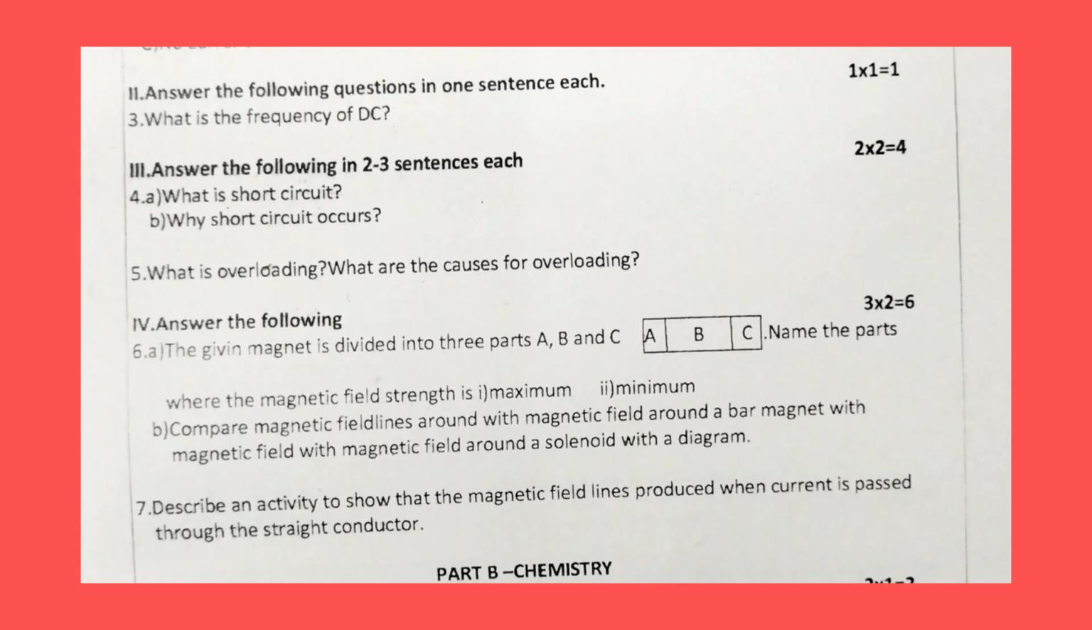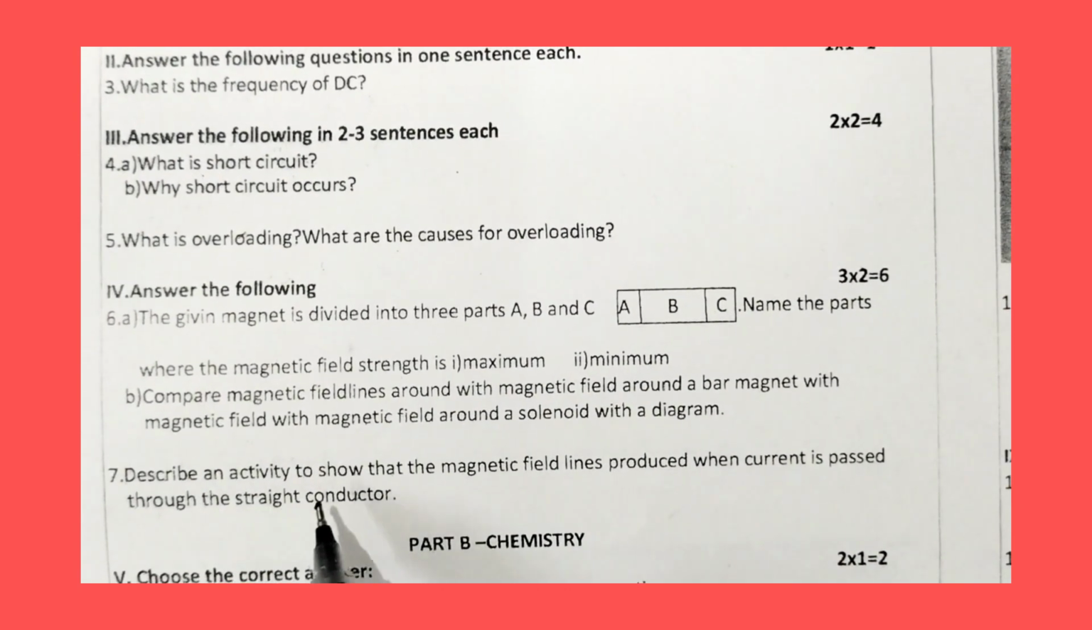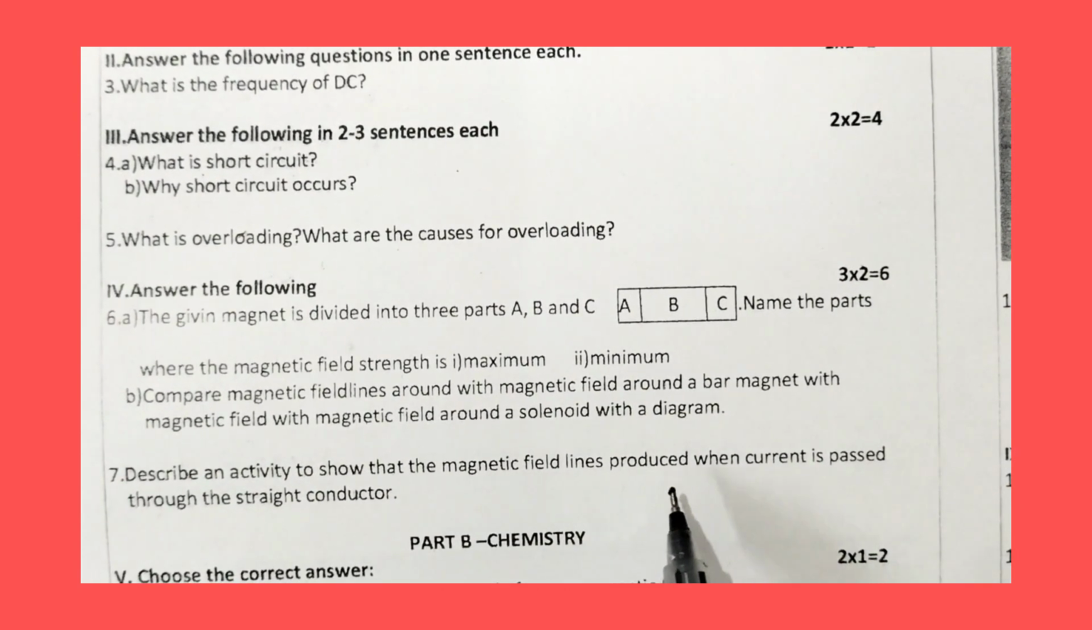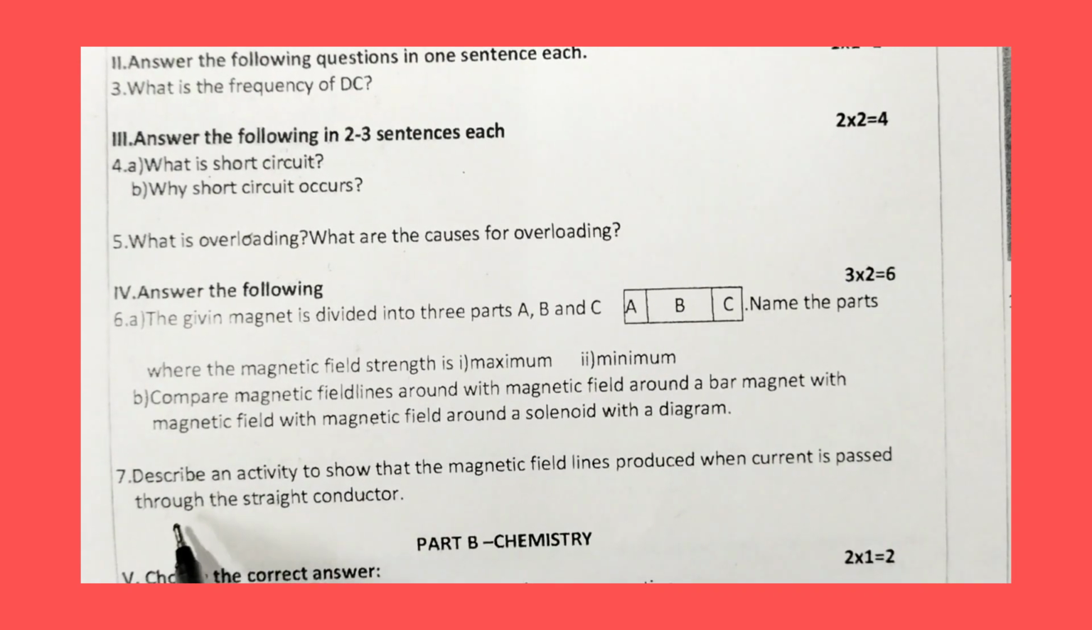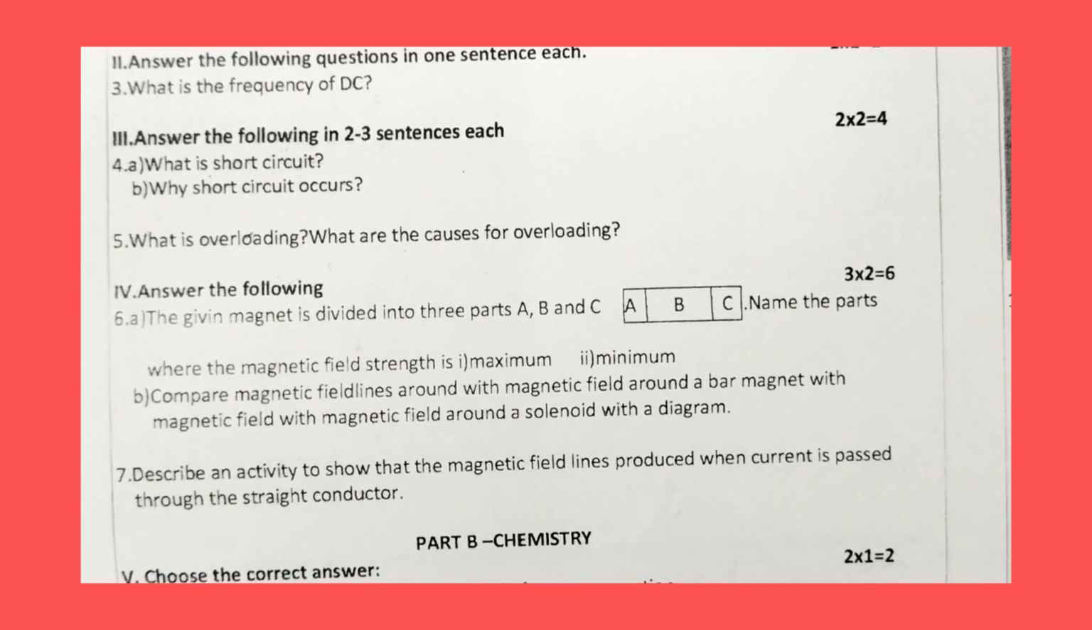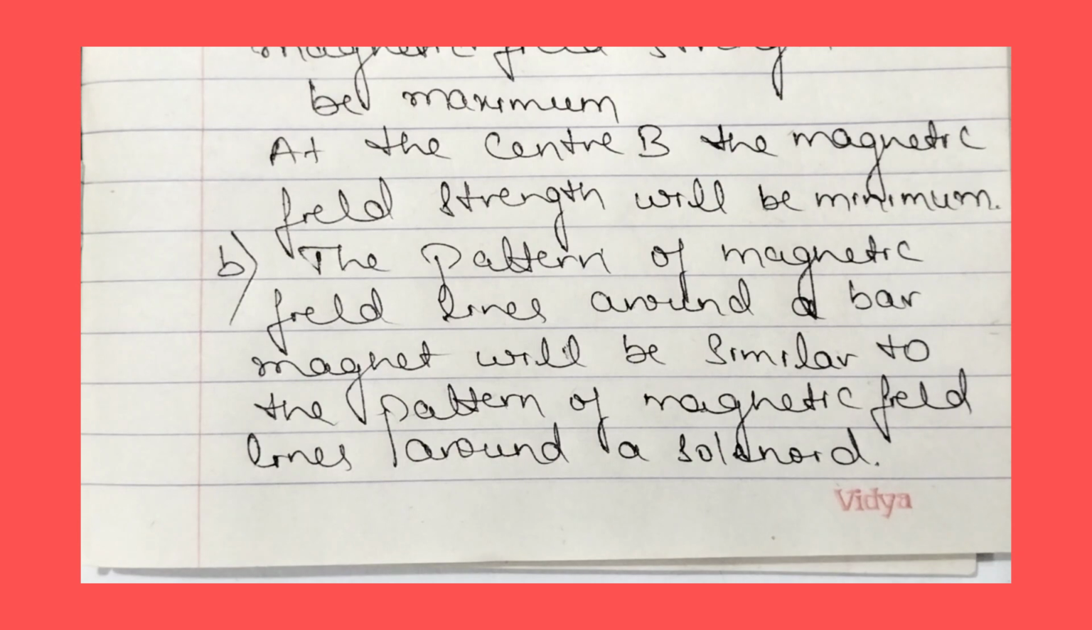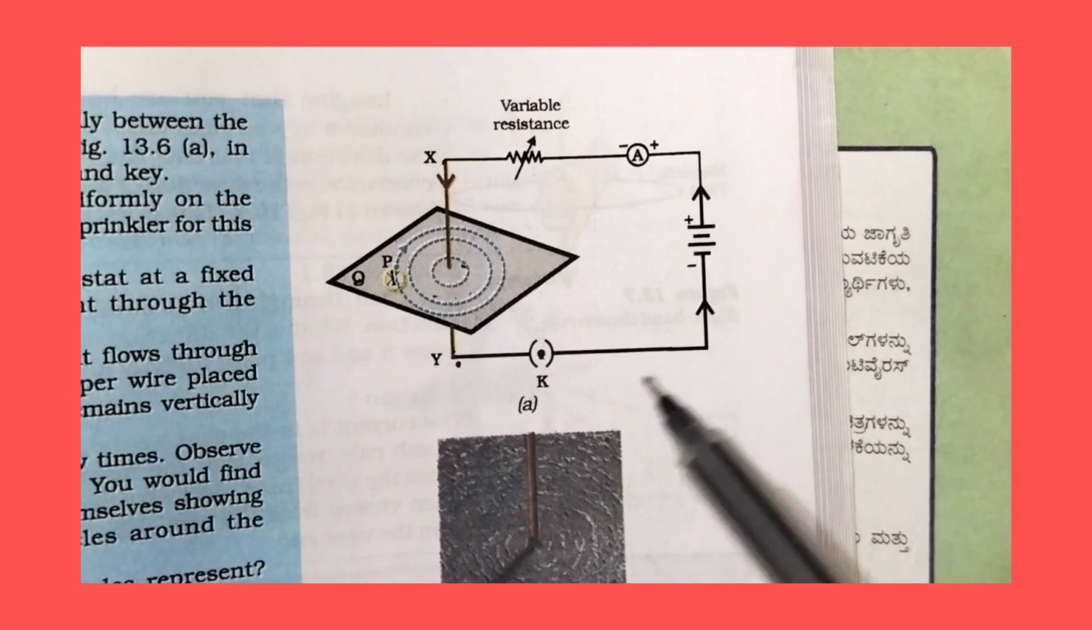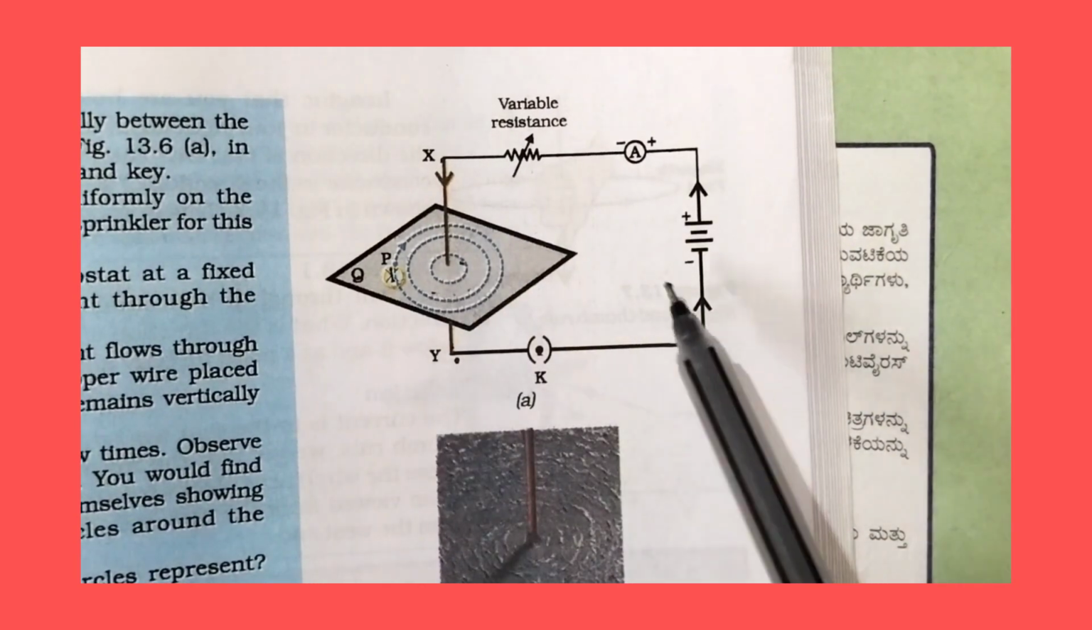So the 7th question is, describe an activity to show the magnetic field lines produced when current is passed through a straight conductor. So we have to explain an activity to show how the magnetic field lines will be around a current carrying straight conductor. So this is the diagram we have to draw for this one.